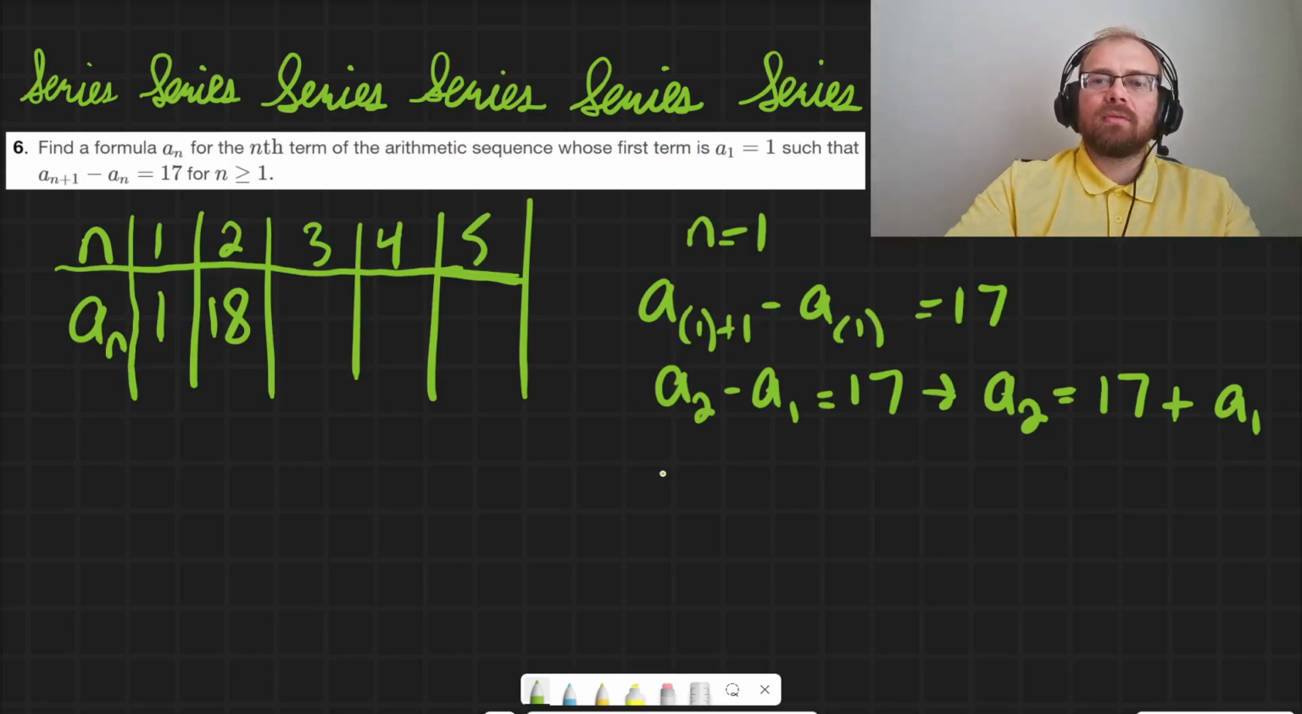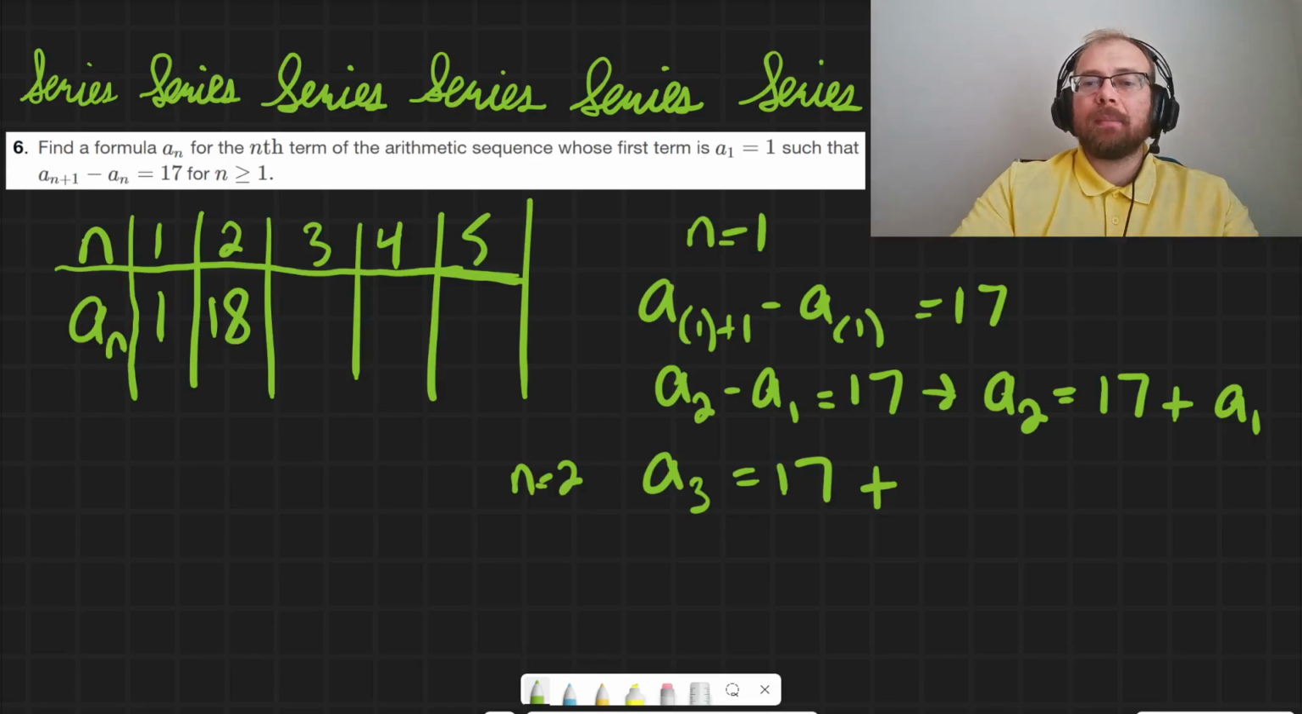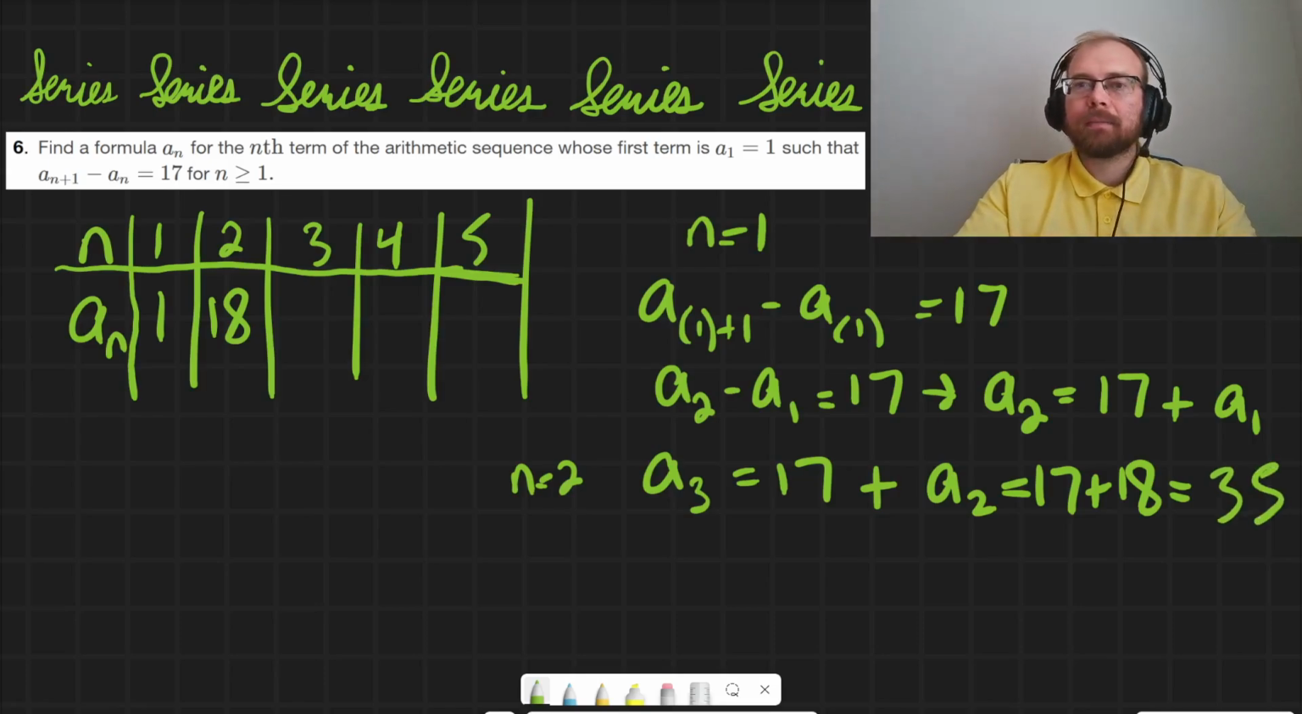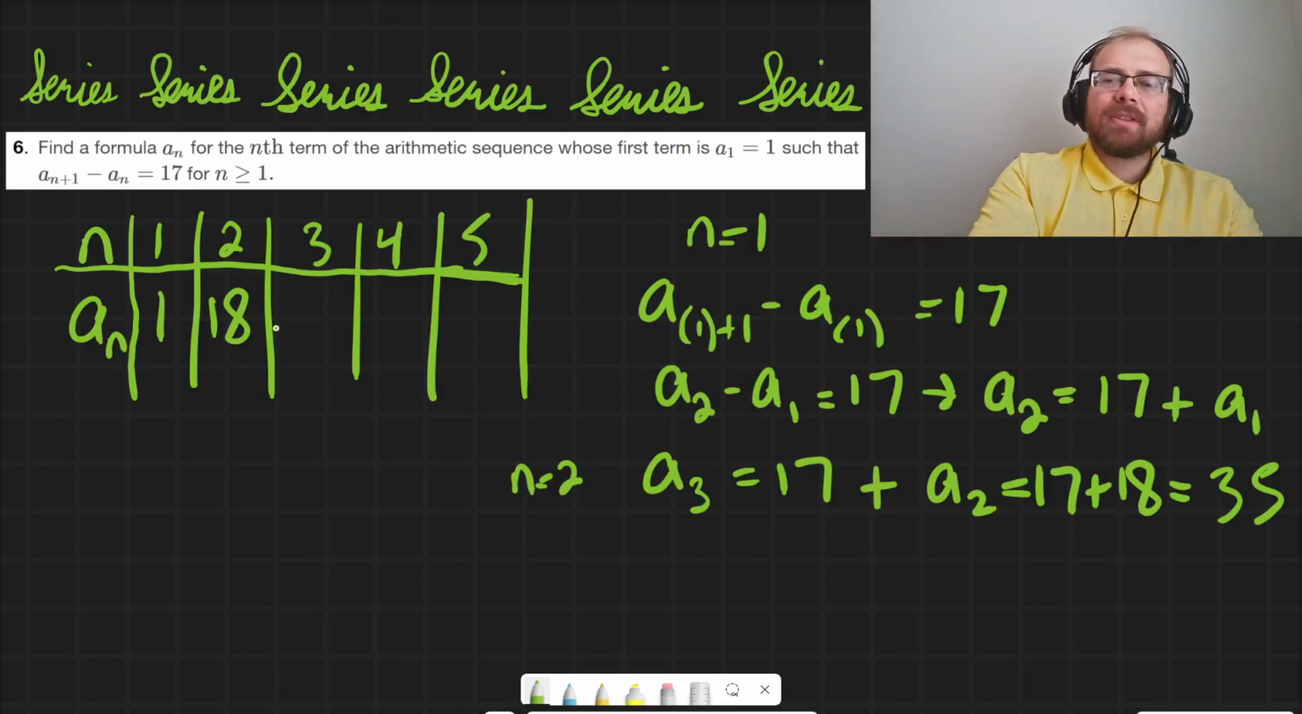If I add a sub n to both sides, then a sub n plus 1 equals 17 plus a sub n. So let's say n is 2. Then a sub 3 would be equal to 17 plus a sub 2, and a sub 2 is 18. So that's 17 plus 18, which is, oh, not 30, 35. So it looks like I'm just adding 17 over and over and over.